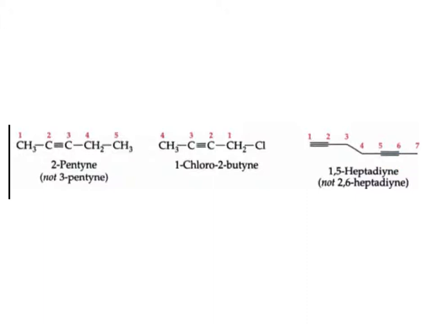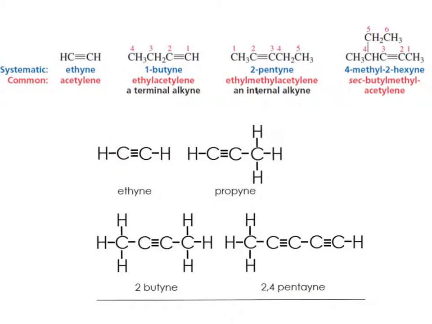On this one, you'll notice that we have 1, 2, 3, 4, 5, 6, 7, and so we have a heptadiyne. Now let's look at this a second. A heptadiyne, we have 2 triple bond structures. And so as we look at that, we have a triple bond between carbon 1 and 2 and a triple bond between 5 and 6. So we have a 1,5-heptadiyne.